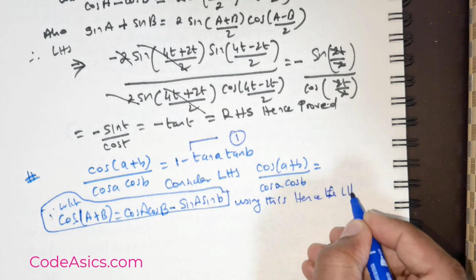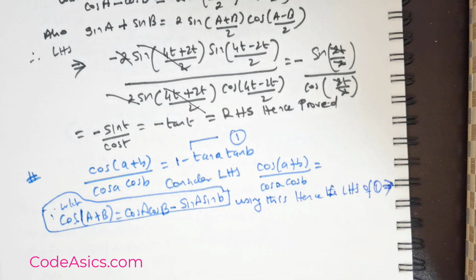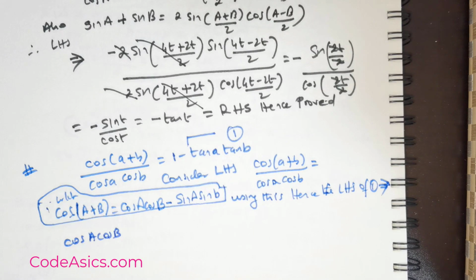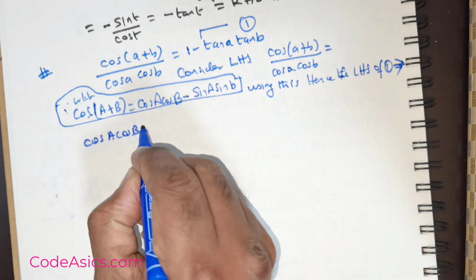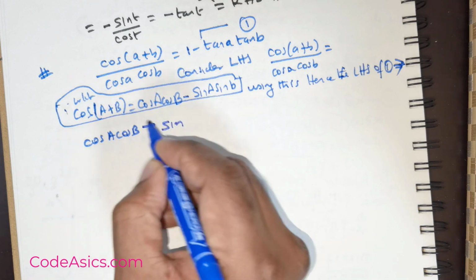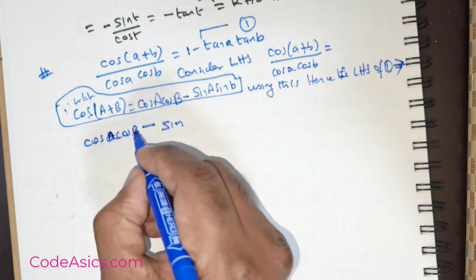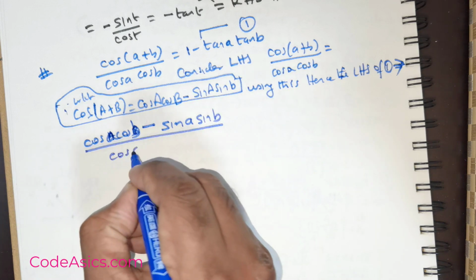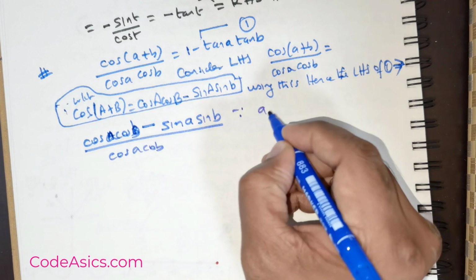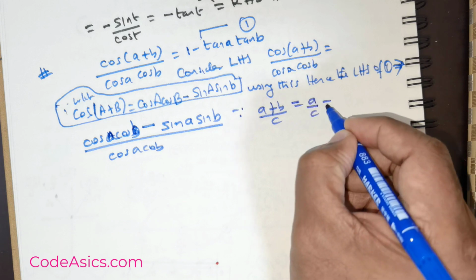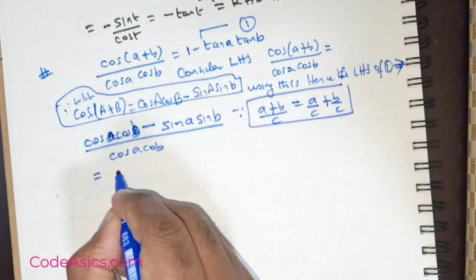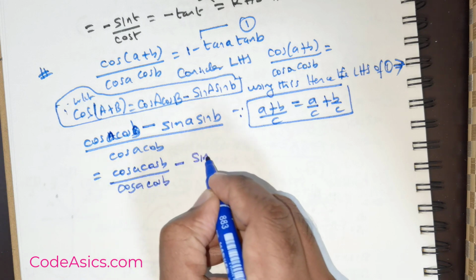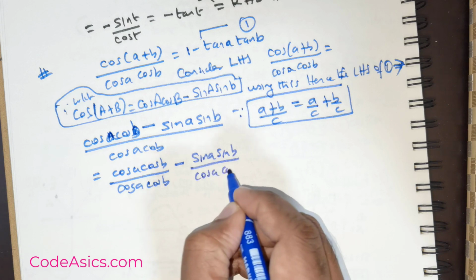hence the left hand side of 1 becomes, in place of this I'm going to write cos A cos B negative, in fact I should use lowercase, A and B, followed by sin A sin B divided by cos A cos B. Now we know from algebra (A + B) divided by C is written as A over C + B over C. So by that fact this is equal to cos A cos B divided by cos A cos B negative sin A sin B divided by cos A cos B.